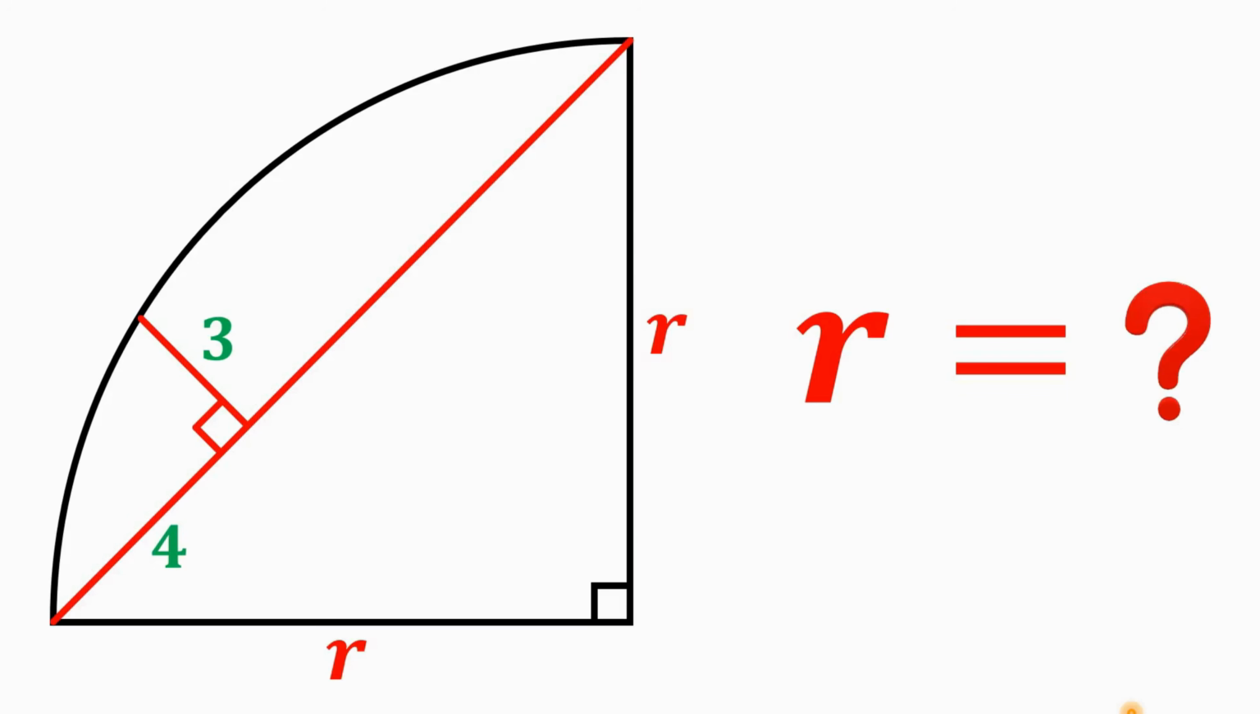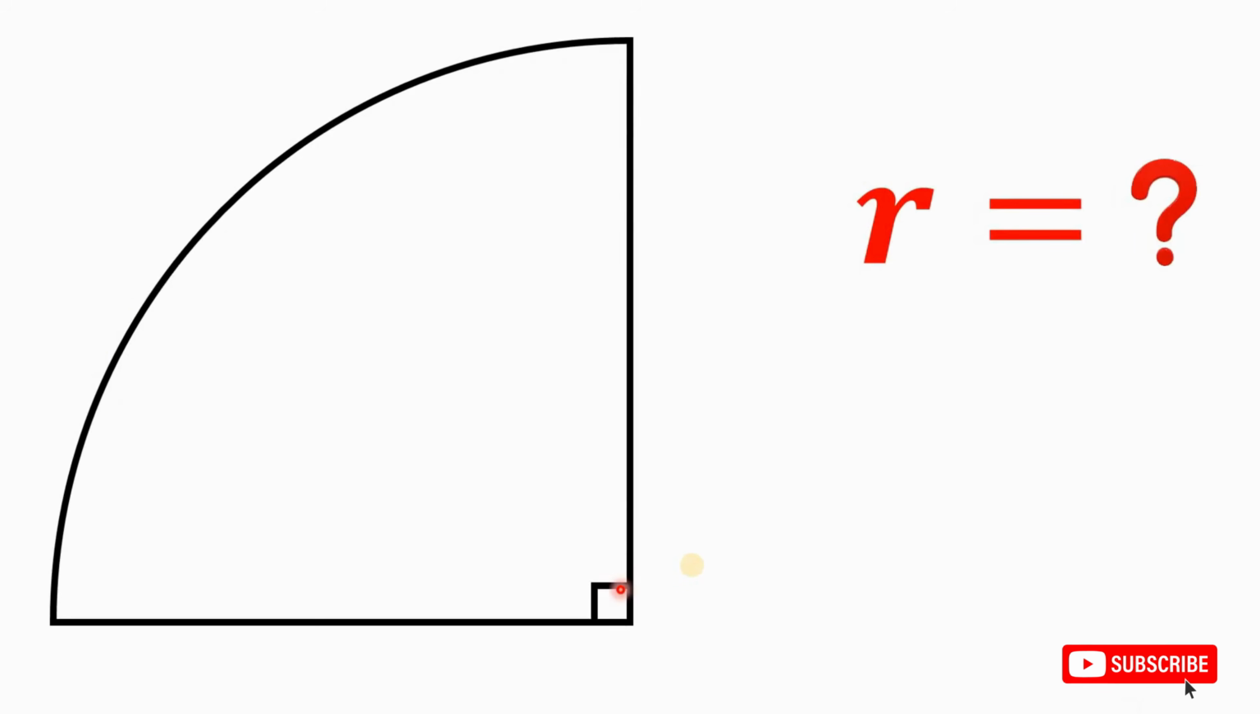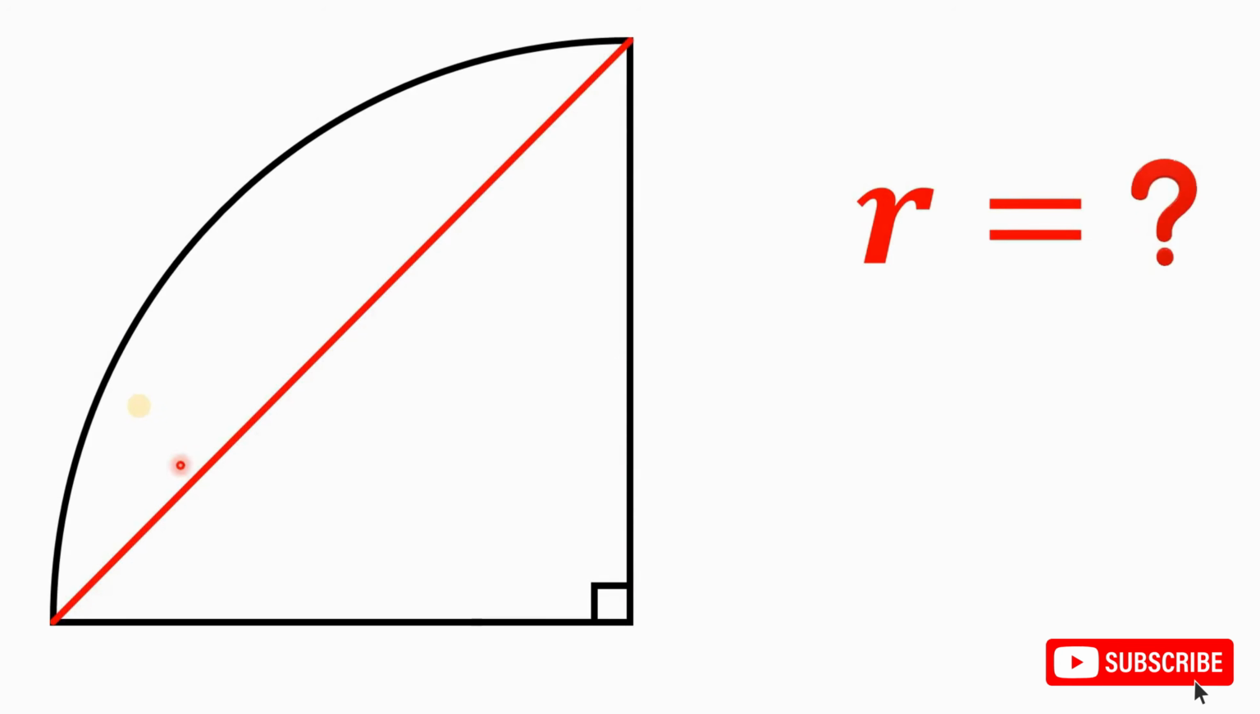Can you solve this geometry challenge? Here's the question. Given this quarter circle, let's draw a chord like this. And let's draw a segment that is perpendicular to this chord. Now, this segment measures 3 units. And from this point to this point, this is 4 units.